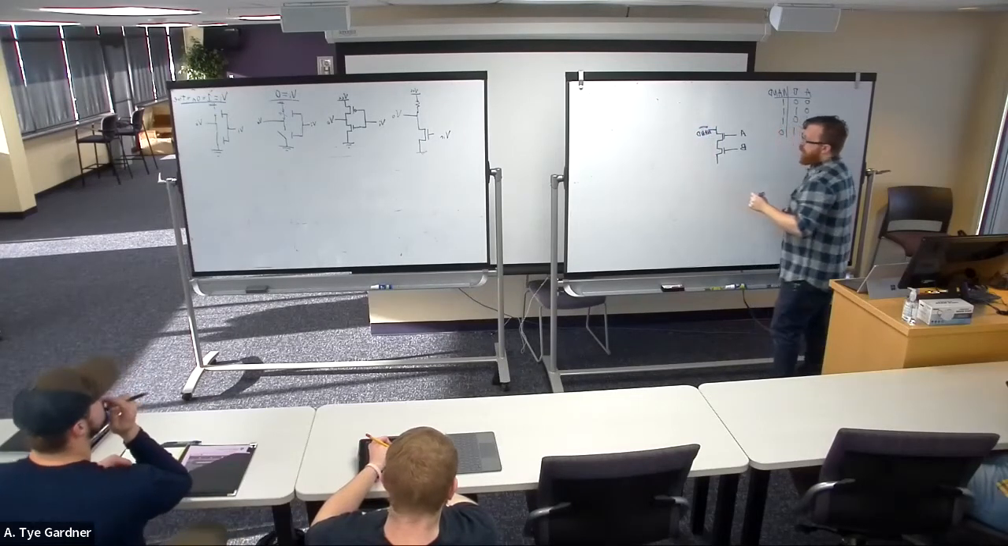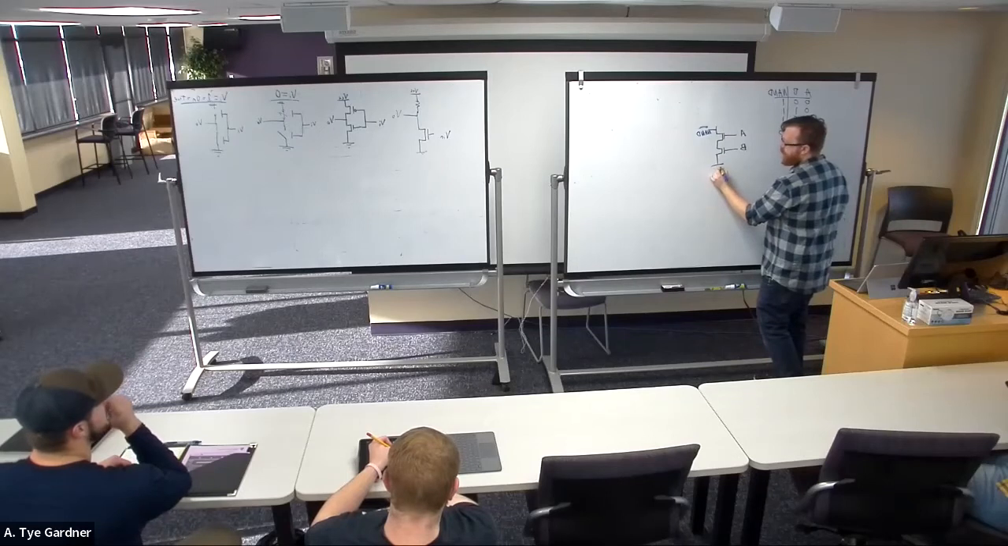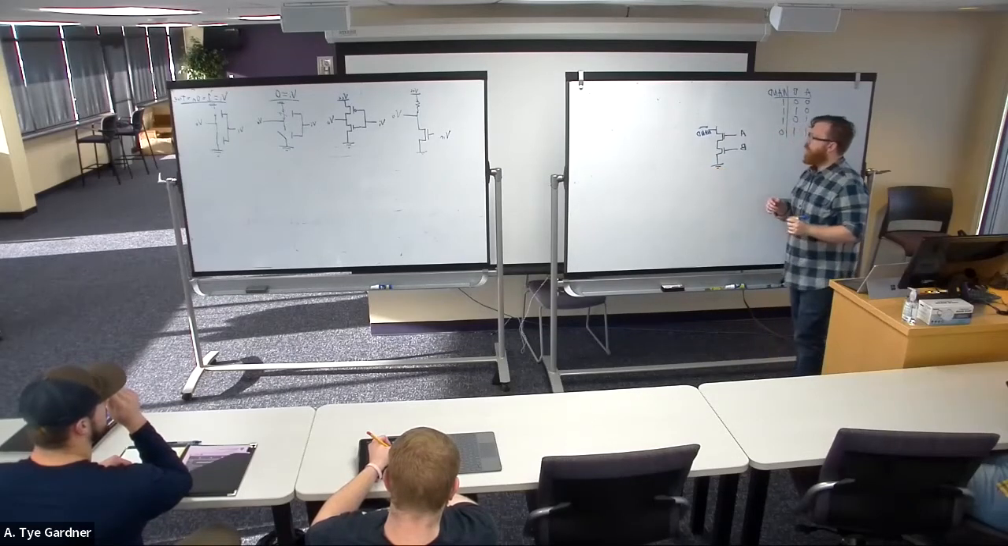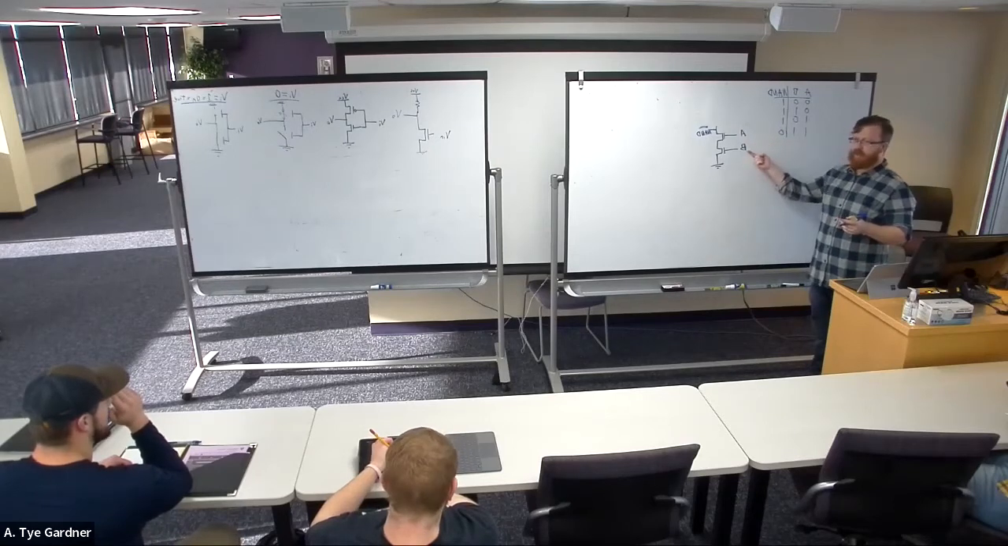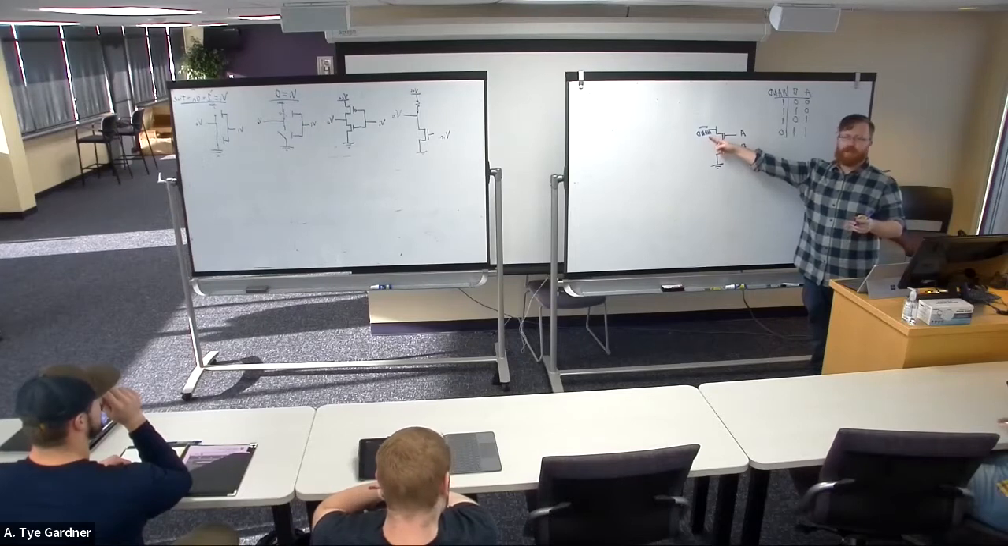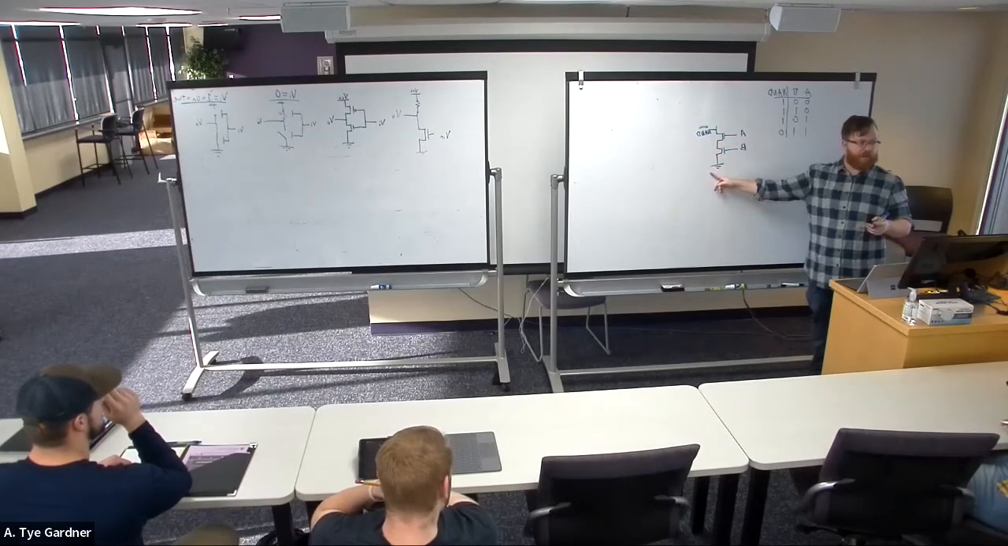We're working on it. We're not really there yet. But now we can see that if A is 1 and B is 1, then both of those switches are closed and there is a direct path from the output NAND to ground, and it makes a 0.